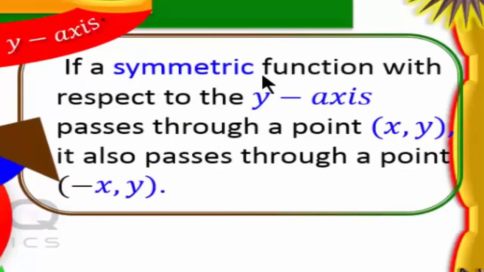If a symmetric function with respect to the y-axis passes through a point (x, y), it also passes through the point (-x, y), which means if we take 2 points with different signs of x, it gives the same y.